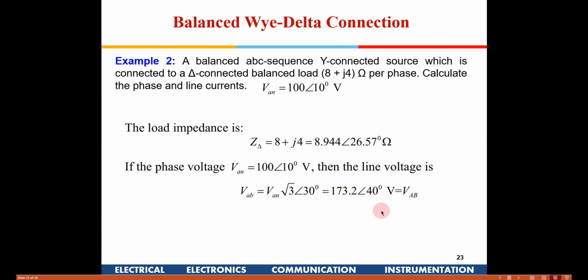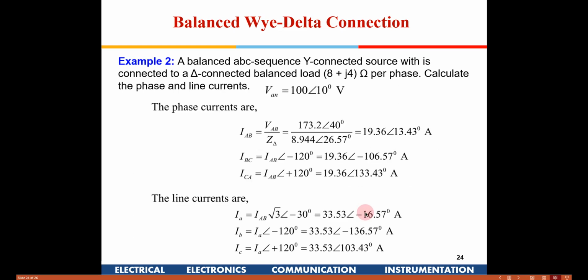So once we get the line voltage, then we need to find out the phase currents. Phase currents will be line voltage divided by the impedance. So you get 19.36 here. The magnitude for the other 3 phase currents also is going to be the same, only the angle differs. So these are all the phase currents.